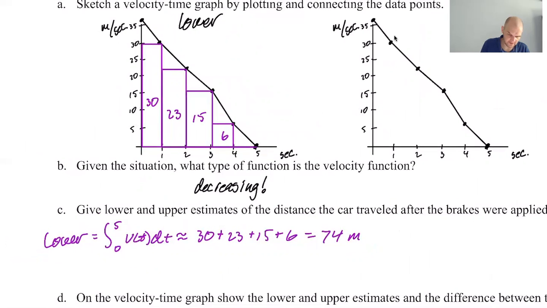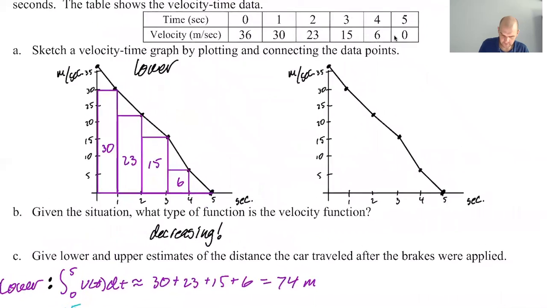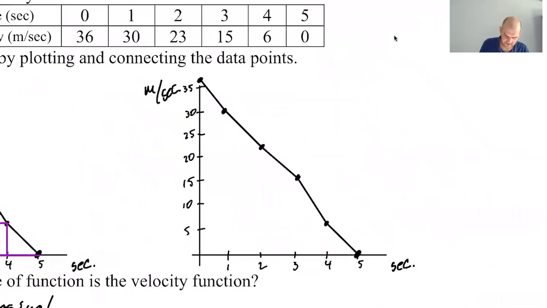Upper should be a different color, obviously. What color though? This color. Upper. So we're going to go 0 to 5, v of t dt, approximately. You know, I think that this should just be like a colon or something. I don't want to mislead you. All right, upper. So this time I'm going to do the left sum. Let's see how poorly I do on this.